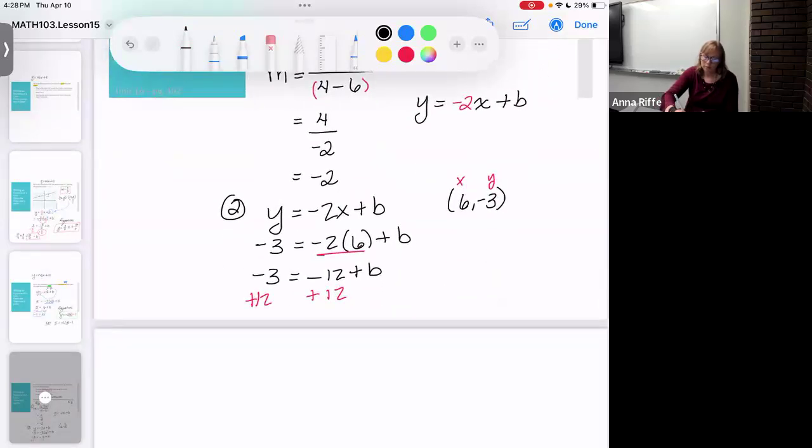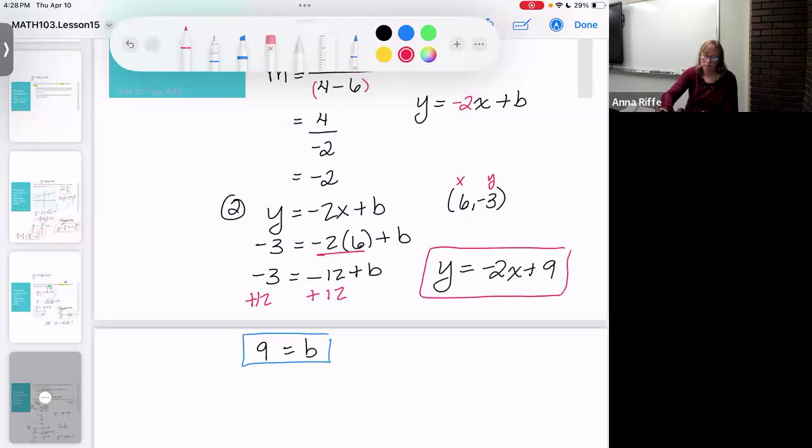So that gives me 3 plus -12 is 9, which is equal to b. So we have m and we have b. If we've got m and b, it's enough to write the equation. y is equal to m, which is -2x, plus b, which is 9. Any questions on that one?